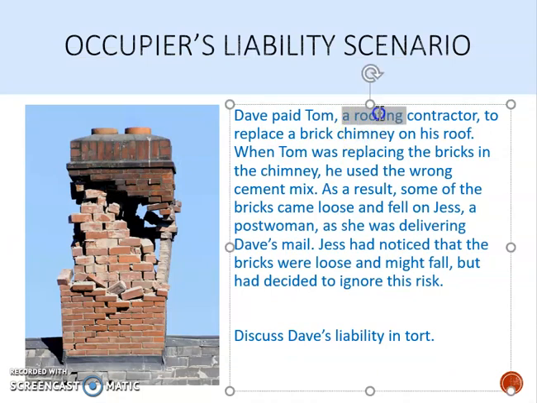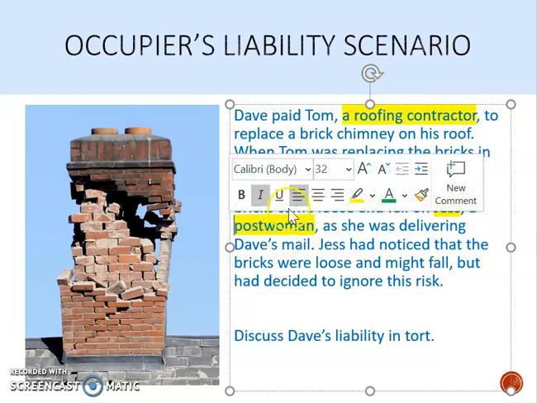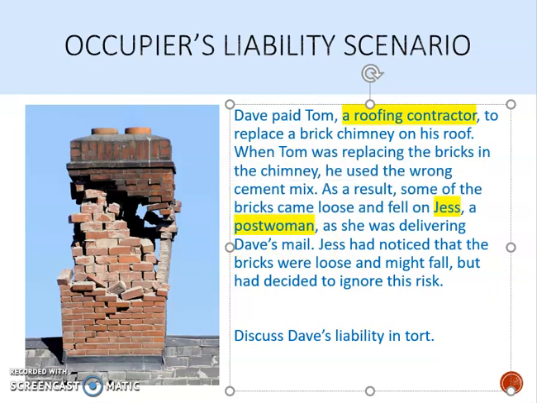So the first thing that jumps out, hopefully, is this element here, that Dave has paid a roofing contractor to replace a brick chimney on his roof. So hopefully you're immediately thinking independent contractor here. And we've got the wrong cement mix. And then here I would be highlighting Jess. She's our unfortunate victim in this scenario. And she's a postwoman. That's relevant because that fact is telling you that she's a lawful visitor. She has implied permission to be on his premises to deliver his mail.